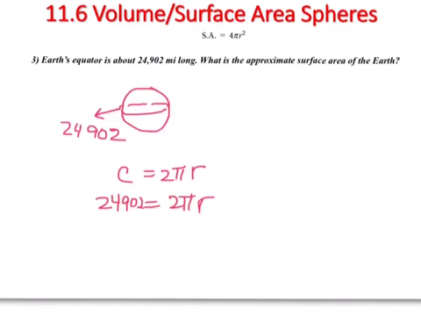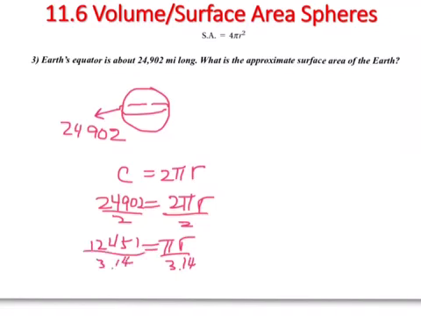So we want to solve for r. So if we divide by 2 first, then we'll get 12,451. Then if you divide by 3.14 for pi, you'll get that your radius is equal to 3,965.3.